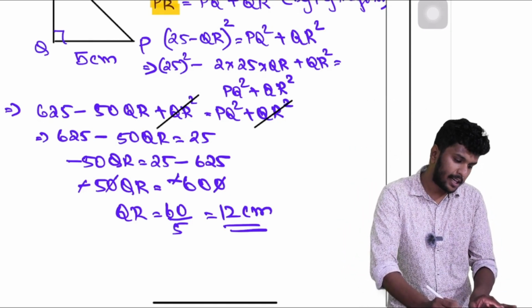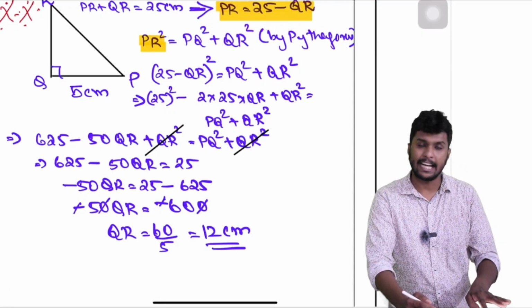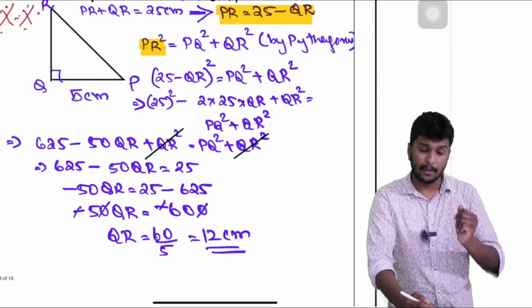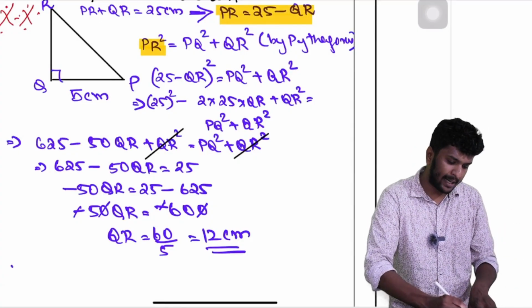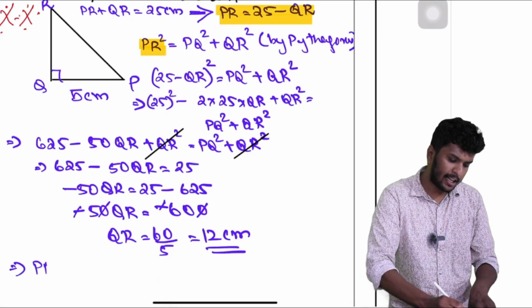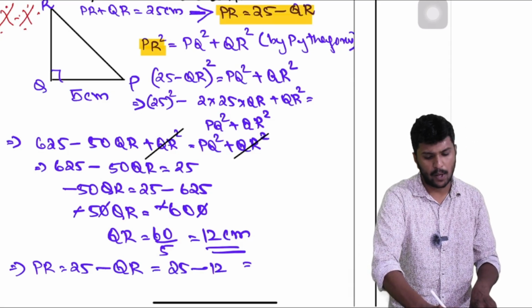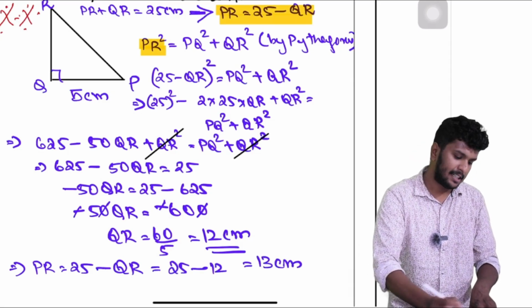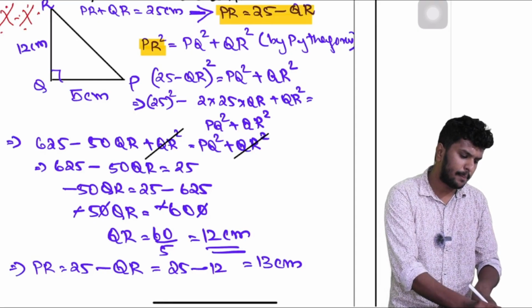Now if you know QR, you can find PR. PR is equal to 25 minus QR. That is 25 minus 12, you have 13 centimeter. So QR you are getting as 12 centimeter, and PR you are getting as 13 centimeter.